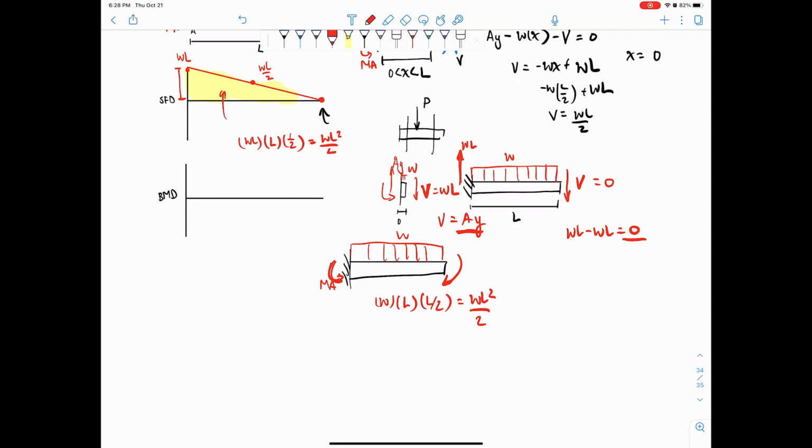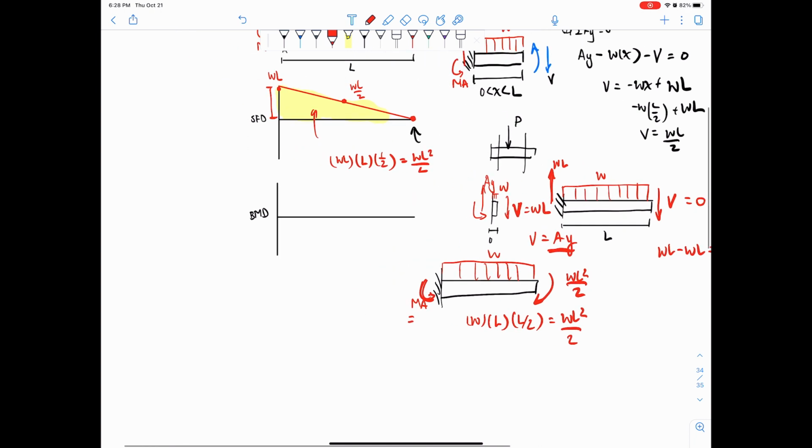And that equals WL squared over 2, right? And since we set counterclockwise as positive, we must set this as negative, all right?